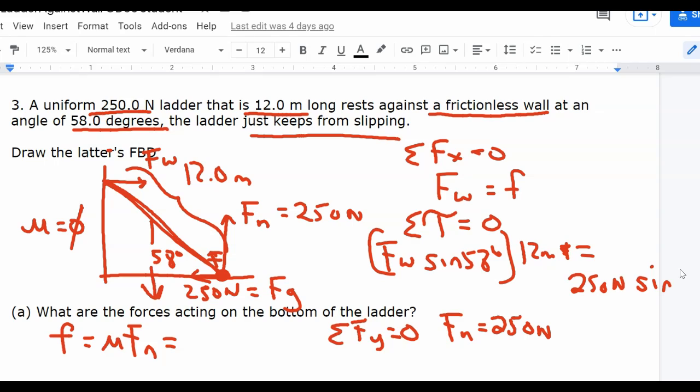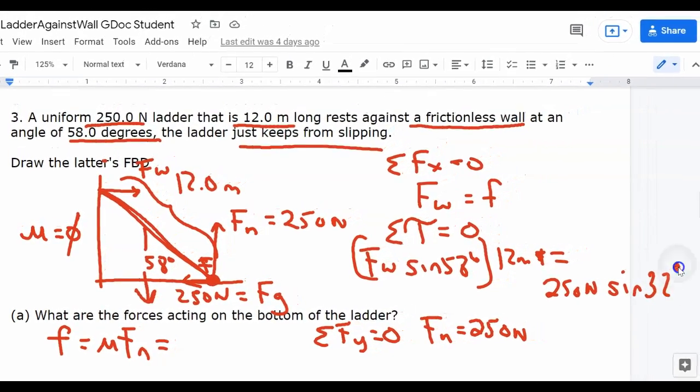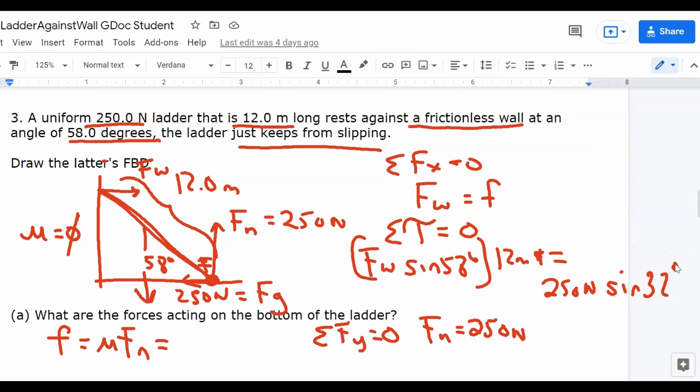What angle do we use? 32. Right, 32. Anybody not seeing that? The base angle is 58, so that angle, seeing a right triangle in that picture, is the complement. The angle to the ladder is 32 times the weight at the midway point, so that's 6.0 meters. And I think we got F_W, and therefore we have friction. And then once we get friction, we can get the coefficient, can't we? Once we get F_W, we'll know the friction, which is the sum of the forces.